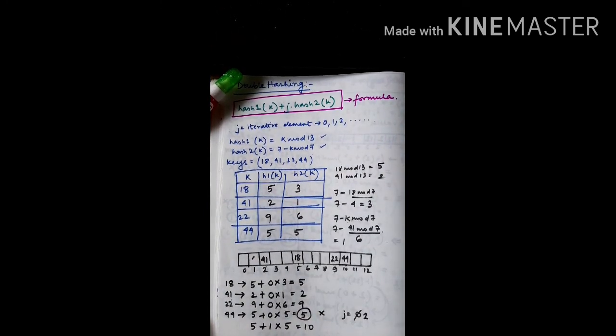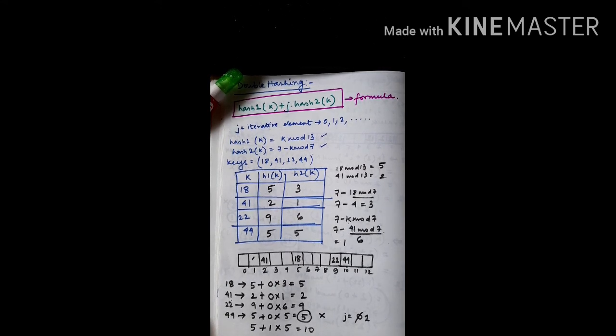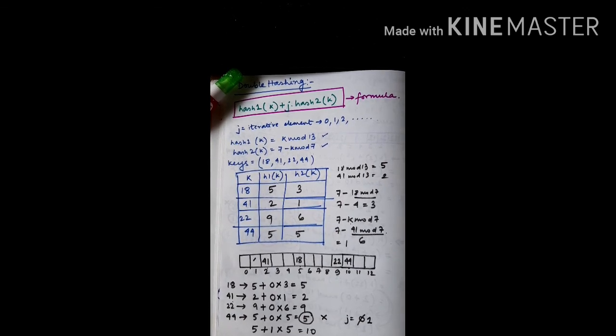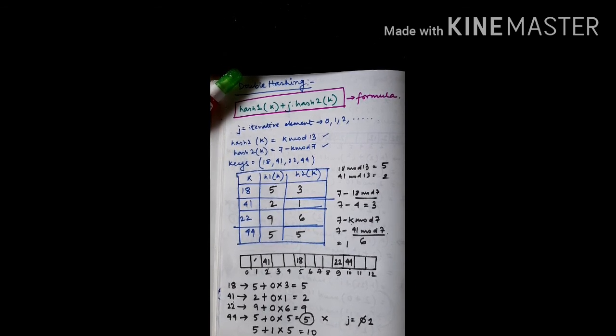Fine. So from j starting from 0, until an index is empty, we can fill all the indices. So here, the problem that we were facing in quadratic probing was solved using the concept of double hashing. Now we will study the next concept, which is rehashing.